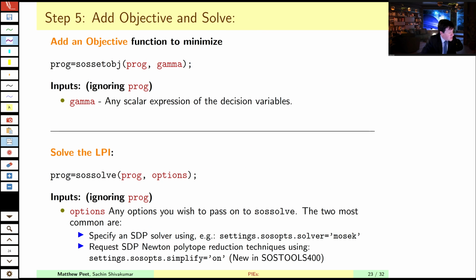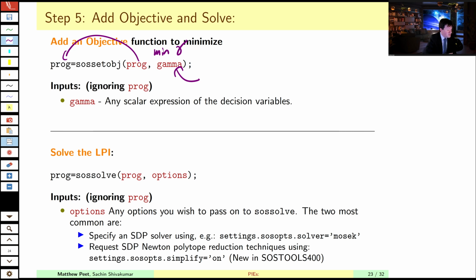Finally, of course, the objective function, and again, this is a standard SOS tools command. The input here has to be, of course, a prog structure, which gets passed in. The second input has to be a scalar, or at least mapped to a scalar, so it has to be scalar valued. Here it's just gamma, because remember, gamma was scalar valued. That sets our objective function to be gamma, and of course, this is minimization, so it's minimizing gamma. Then it gives you the prog structure and you're done.